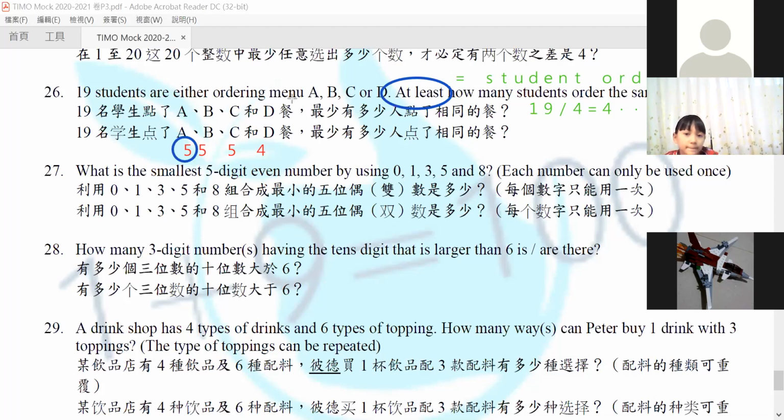Why? Because it is evenly distributed, at least some people will get five. Yes, five. We are asking for the least number of students ordering the same menu, such that the menu most students pick is the least. So we need to divide them evenly so that there is no menu which so many people pick. If it is evenly distributed, it can only be 5, 5, 5, 4. Some menu will get a little bit less, just four people pick it, but the others will get five. So the menu that most people pick will get the least, which is five.